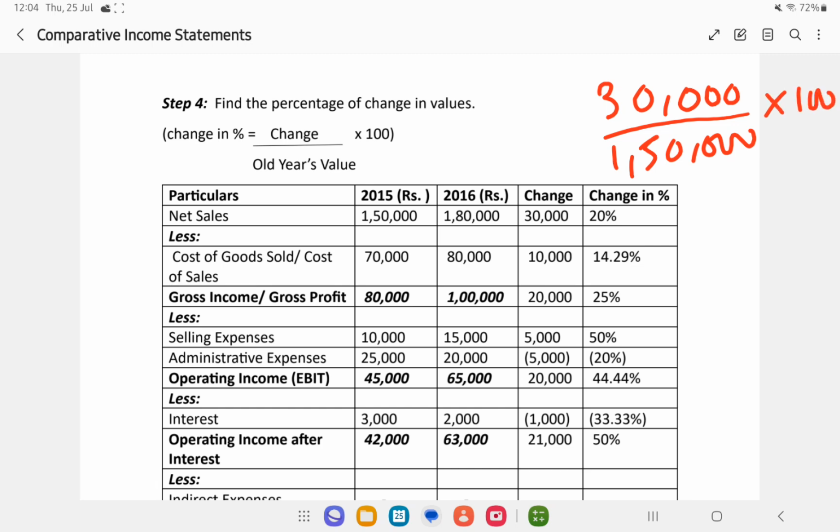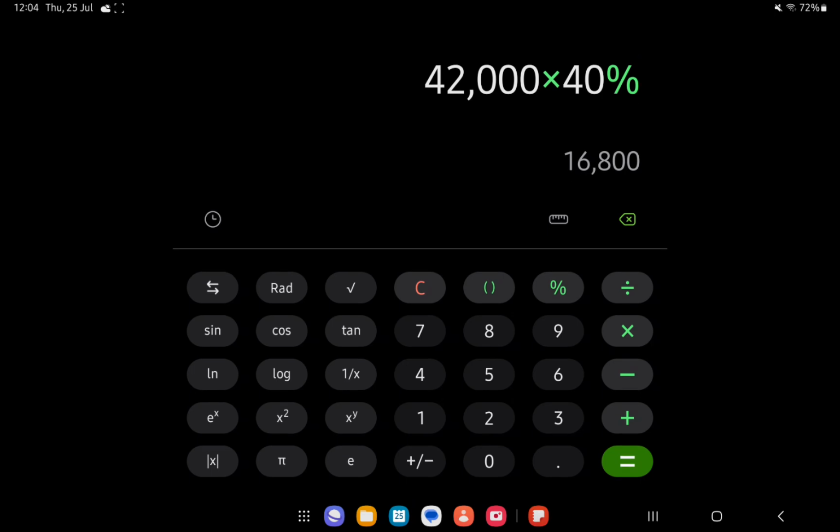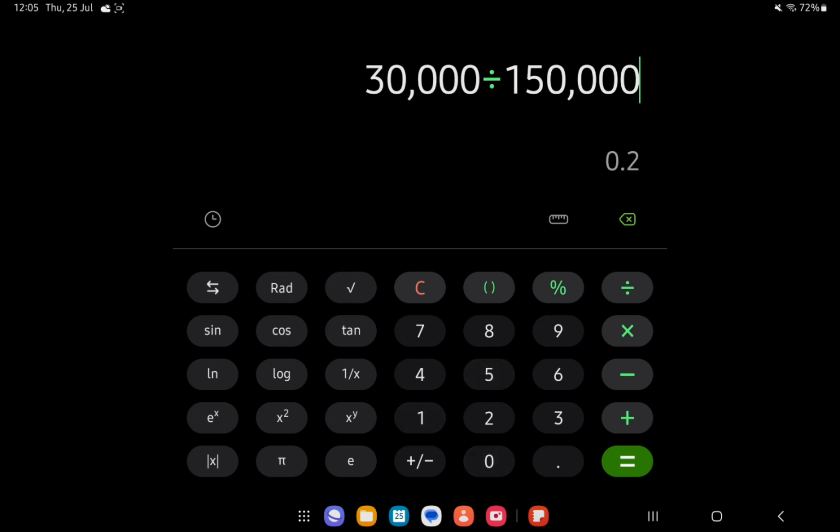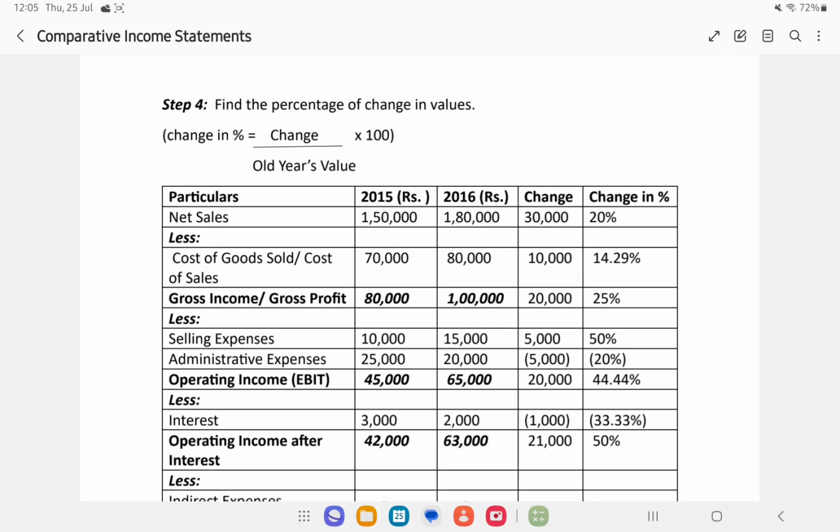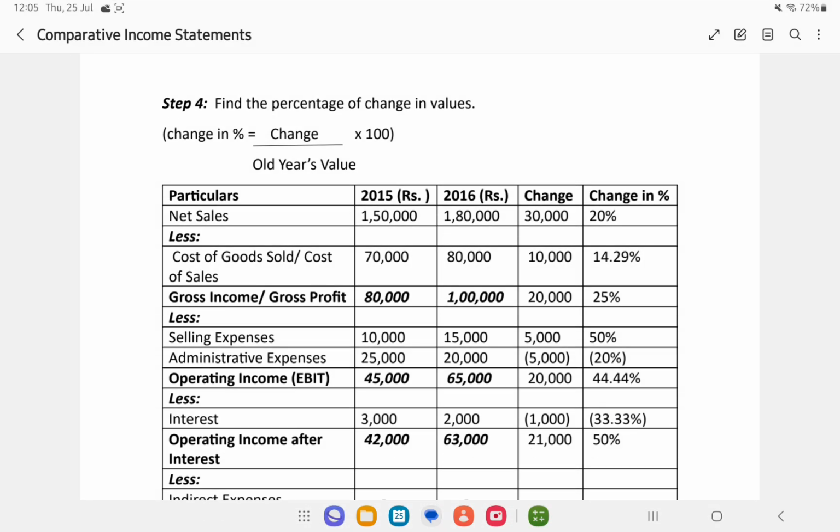We can do the same in a calculator. 30,000 divided by 1,50,000 into 100. We get 20, that is 20%. That means in net sale, we had an increase of 20%.